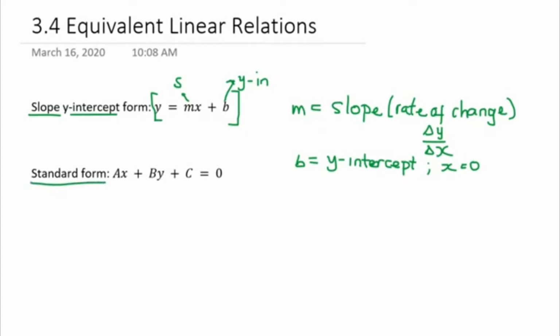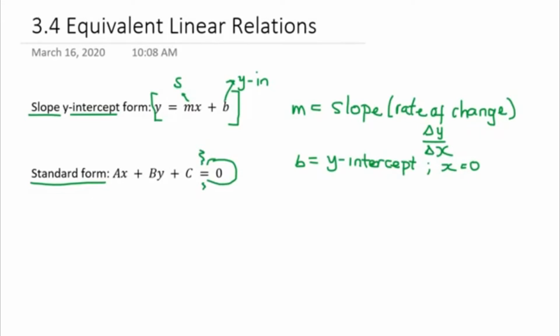So this is one way of representing linear equations, and the other form is called standard form, and this shows the relationship between a, b and c with respect to x and y, and this must be equal to 0. So it means that I'm moving all variables to one side of the equation and the other side of the equation will be equal to 0.